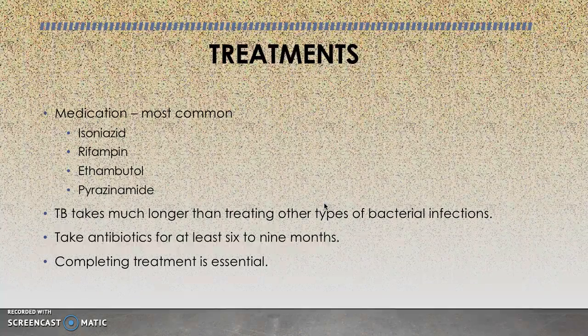And then for treatments, there's medication, which is most common, and all these four medications are the ones that are most common for TB patients. So isoniazid is a medication, rifapentine, ethambutol, and pyrazinamide. TB takes much longer to treat than other types of bacterial infections. Take antibiotics for at least 6 to 9 months. Completing treatment is essential.